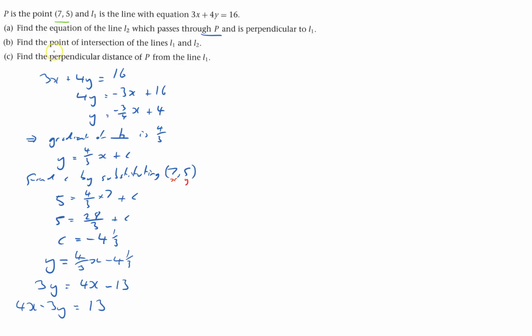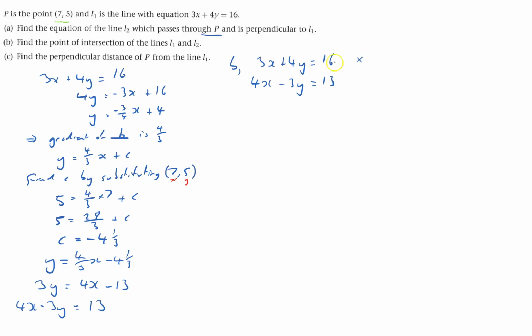and now I need to find the point of intersection of the two lines. So I've got 3x plus 4y equals 16, and the one I just worked out is 4x minus 3y equals 13. And what I'm going to do is I'm going to do it by elimination and get them the same. Actually, I'm going to get the y's the same. So if I get the y's the same, that means I'll be able to add them. So I've got positive there and negative there, and I prefer to add than subtract.